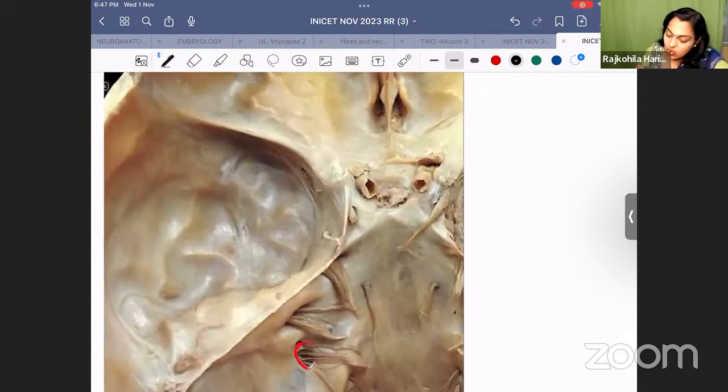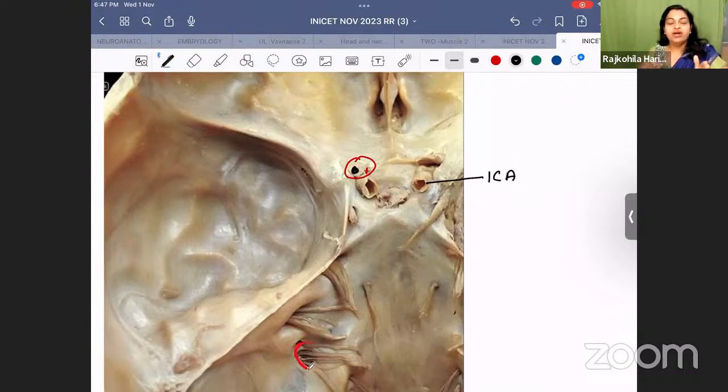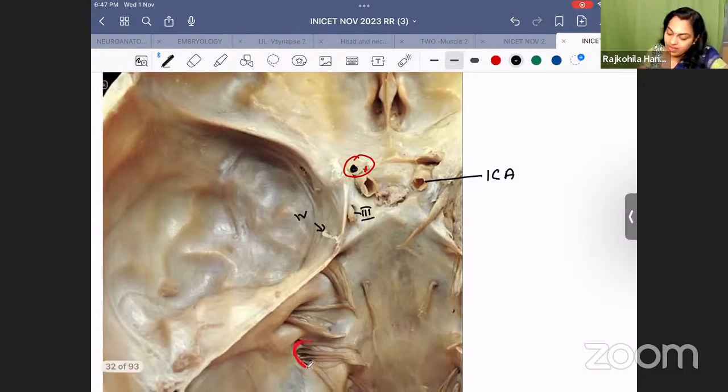Okay, so here you can see this is the internal carotid artery. This internal carotid artery gives a branch which is going to enter the optic canal along with the optic nerve. Okay, so this is the optic canal where you see the optic nerve and the ophthalmic artery, which is a branch of the internal carotid artery. Okay, this is the oculomotor nerve. This is the thinnest of all the cranial nerves, the trochlear nerve. You can see the 5th nerve here. This is the abducent nerve.